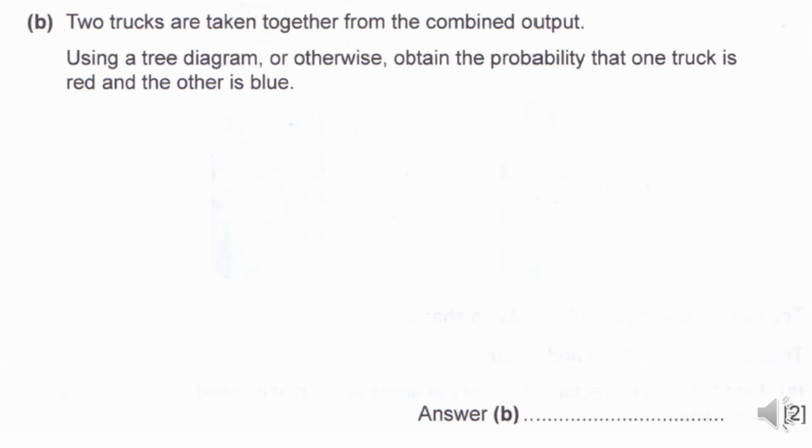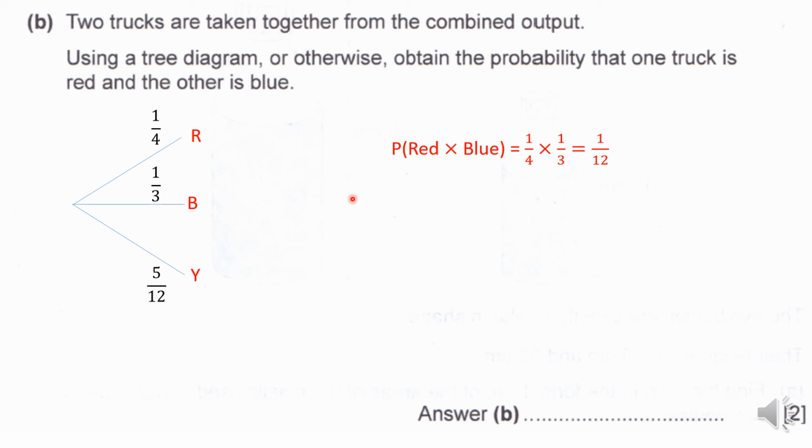Okay. Right, so the trucks are taken together from the combined output. You have to use a tree diagram, so I've got my 3 diagrams right here, and you're supposed to obtain the probability that one truck is red and one truck is blue. Probability of red times blue gives me nothing else but 1/2.